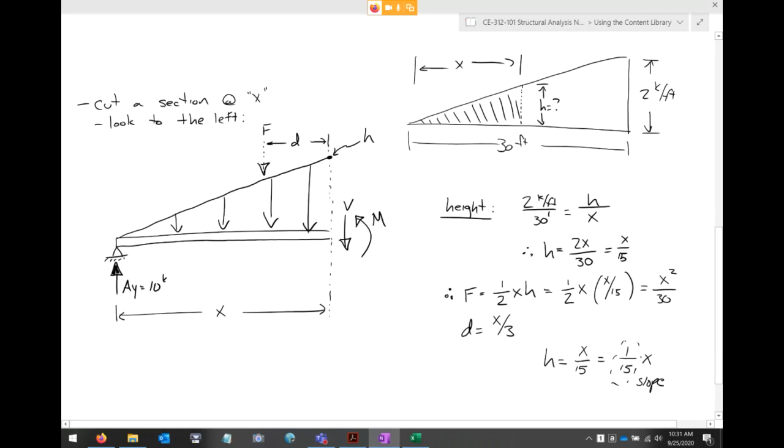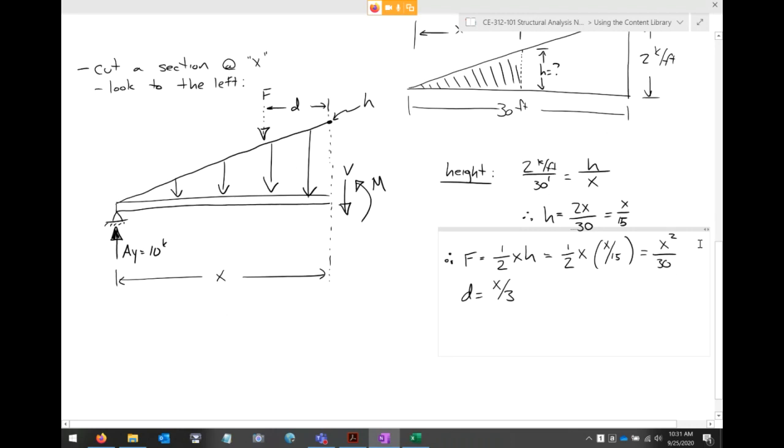Good deal. You're going to like this, watch this. Let's look at our free body diagram. Now I want to sum forces in the y direction. Bear with me, let's just treat this like an equilibrium problem. What do I have? I've got AY, which is 10 kips going up.